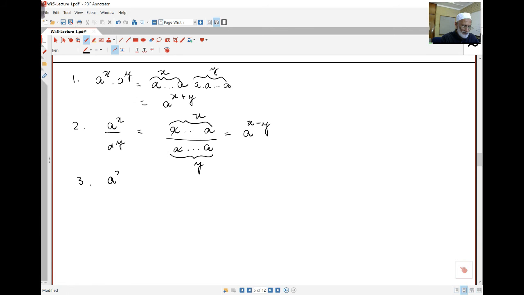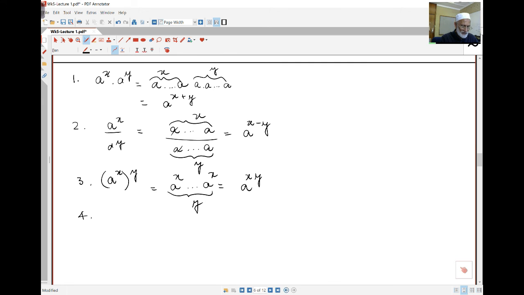The third rule says a to the x to the y is a to the xy. Let's say it's a to the x. If I then raise it to the power y, all I've got here is essentially a to the x times a to the x, y times. And if I use the first law, essentially I'm going to add all the x's up and I get y lots of x, so it's a to the xy.